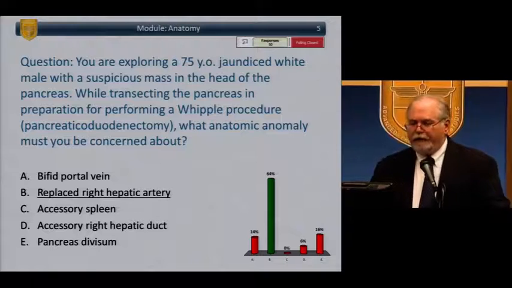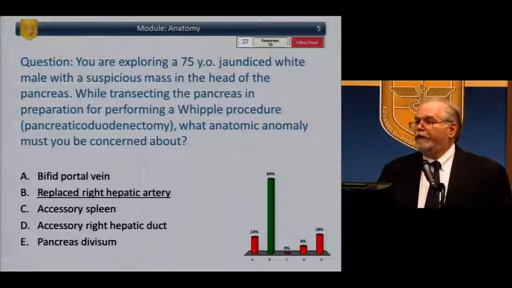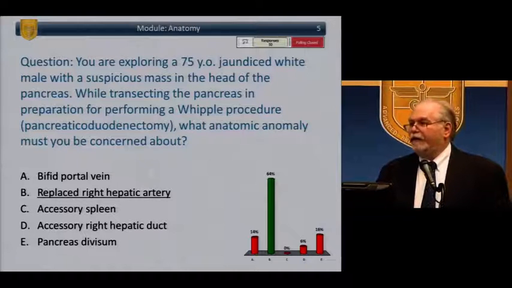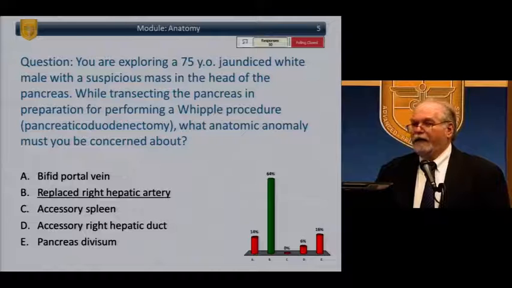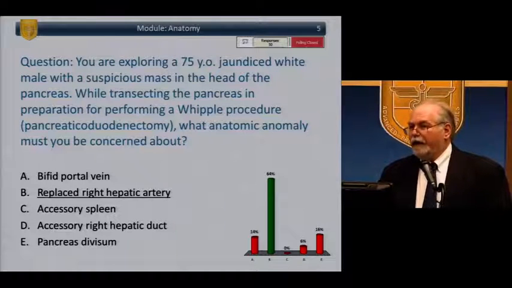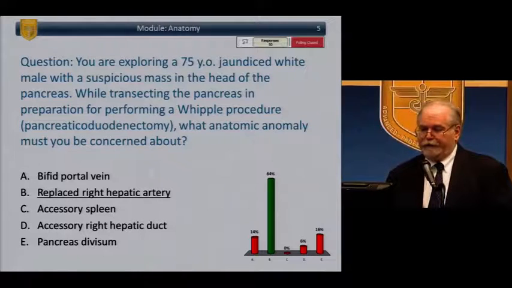And the answer is B, a replaced right hepatic artery. A replaced right hepatic artery, which branches from the superior mesenteric, will often go through the head of the pancreas as it tries to reach the liver. So you always have to be cognizant of that as you look at your preoperative imaging study. And oftentimes you can ligate it without really any serious damage or reconstruct it if you need to.